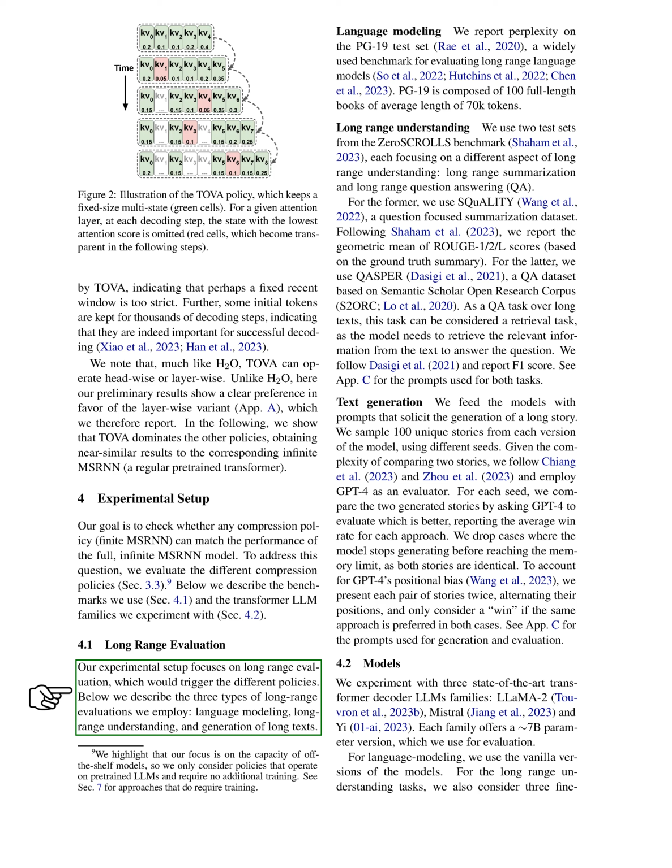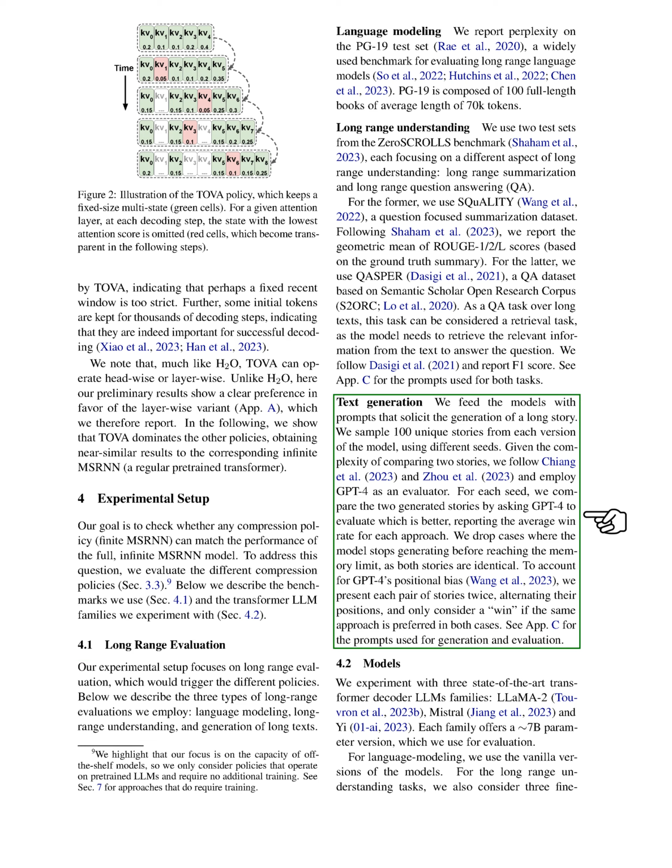We focused on long-range evaluations, including language modeling, long-range understanding, and generation of long texts. We used the PG-19 test set, a popular benchmark for evaluating long-range language models, and 2 test sets from the Zero Scrolls benchmark, focusing on long-range summarization and long-range question answering. For text generation, we asked the models to generate a long story.